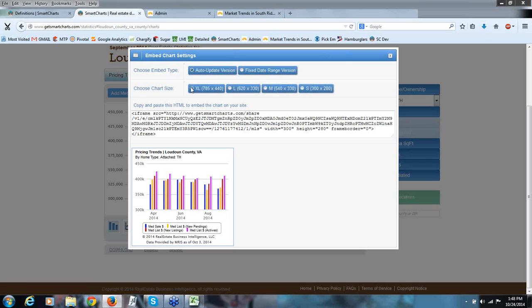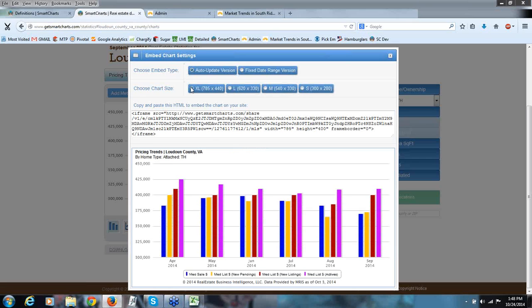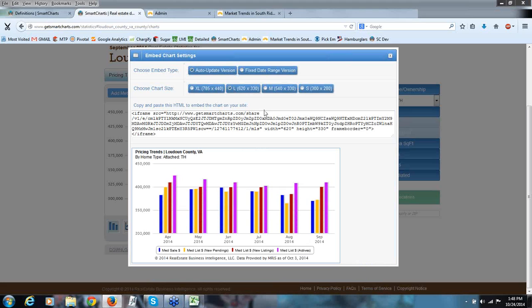If I have a huge charting space, I have a huge space that I can use. I can go extra large here with that. But for now, let's just do large, 620 by 330.